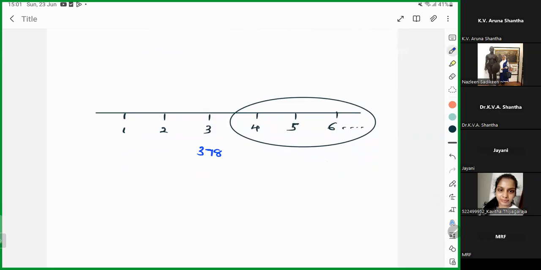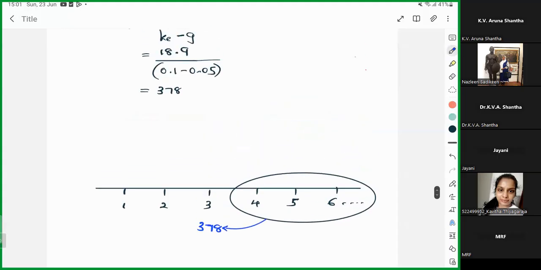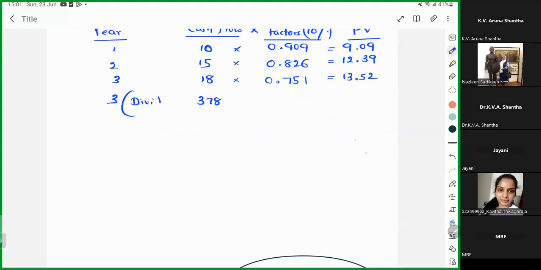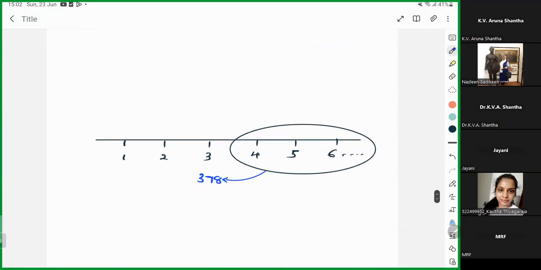the value at the end of the third year. So the discounted value of the dividend from the fourth year onwards at the end of third year is 378. Right. So end of the third year value, 378. So this is dividend from fourth year onwards. Right. So dividend from fourth year onwards we have taken and discounted. The discounted value of this dividend at the end of the third year, 378.